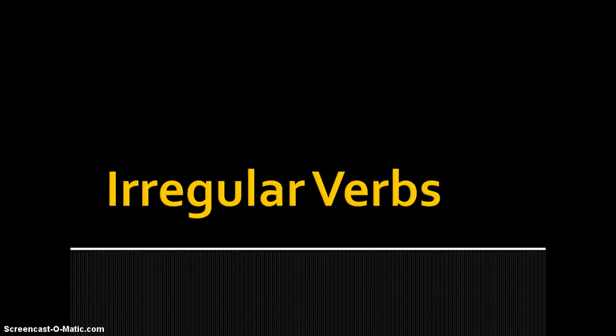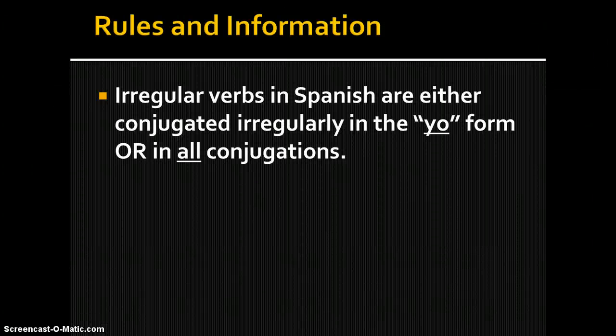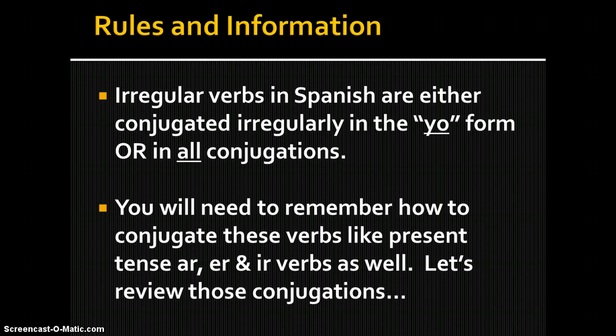Our next unit is on irregular verbs. Irregular verbs in Spanish are either conjugated irregularly in just the yo conjugation form, or they're irregular in all 6 conjugations. You'll need to remember how to conjugate these verbs in present tense for AR, ER, or IR verbs.